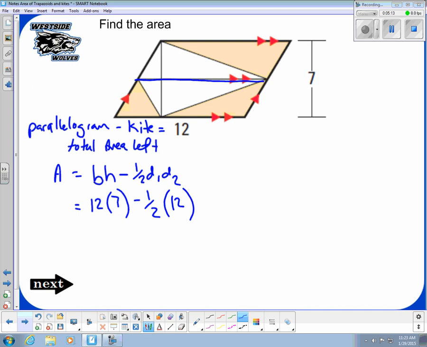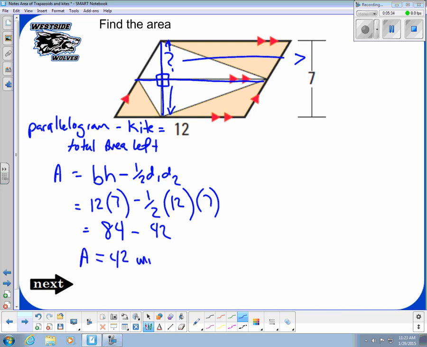And the diagonal for that parallelogram, this one right here, remember these are all right angles. So we need this value right here. That's the same height as it is out there. So it's a 7. And so when we multiply this, we get 84 minus 1/2 of 84, which is 42. And so our final total area here is 42 units squared.